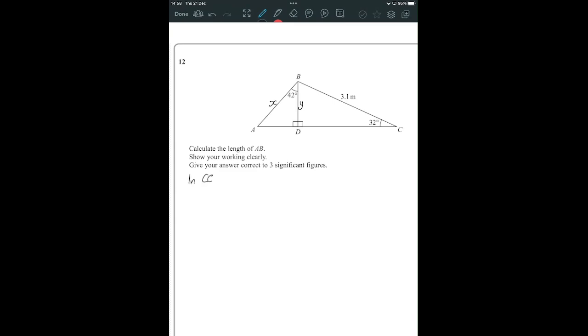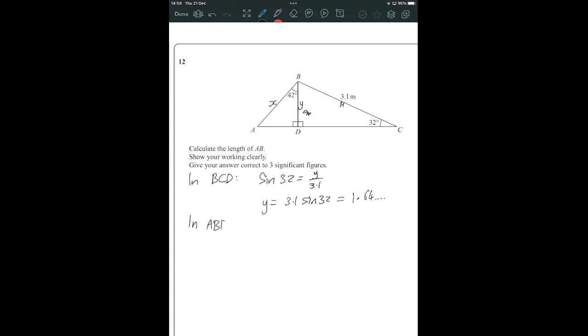BCD, let's try and write correctly. In triangle BCD, we have the hypotenuse and we have the opposite. So that's sine of 32 is equal to the opposite over the hypotenuse. So y is 3.1 sine 32. Typing that into my calculator gives me an answer of 1.64, etc.